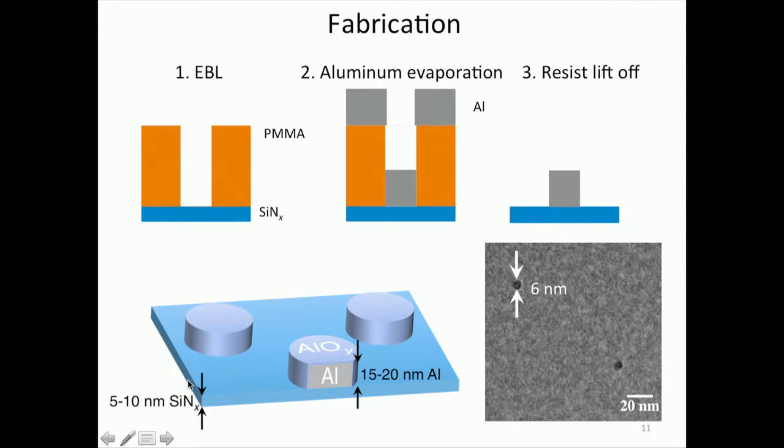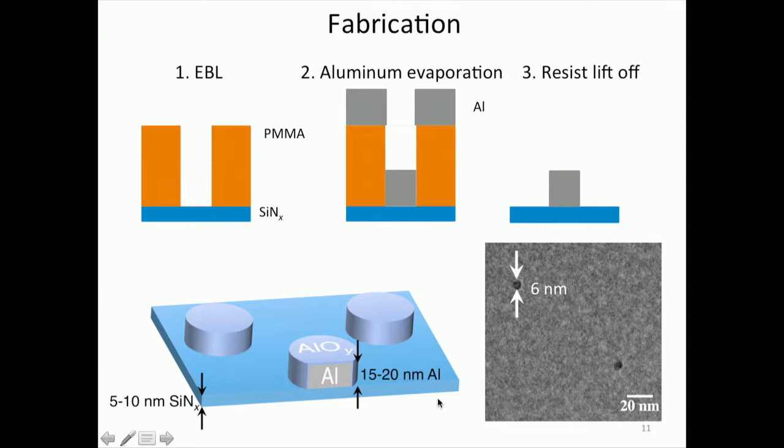Here's a 3D rendering of the final structure that we're going to have. It's going to be a very thin silicon nitride membrane with aluminum disks on top of it, with height from 15 to 20 nanometers. We should note that there's some oxide on the aluminum here. So here we have a TEM image showing the smallest structures that we fabricated. We fabricated down to 6 nanometer aluminum nanodisks.